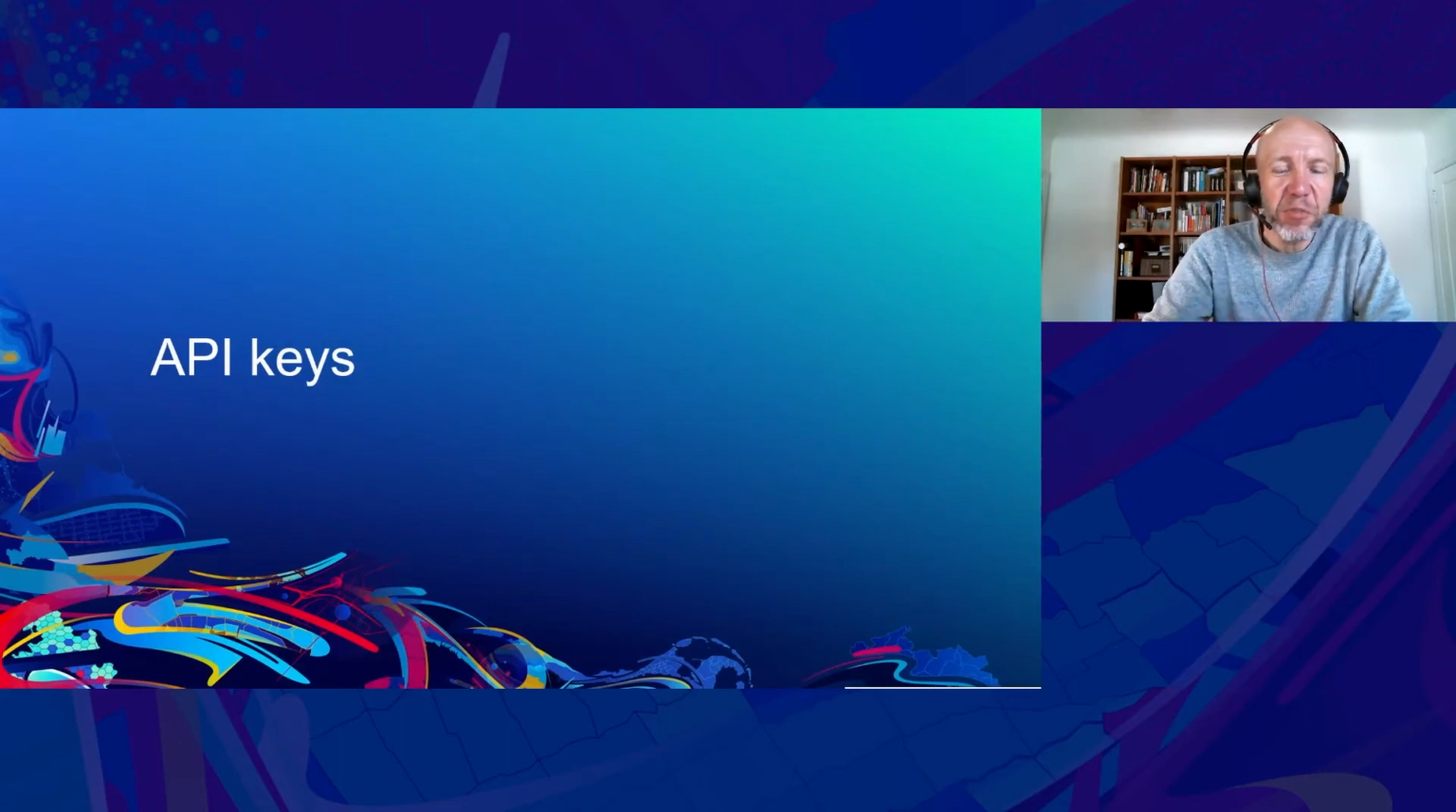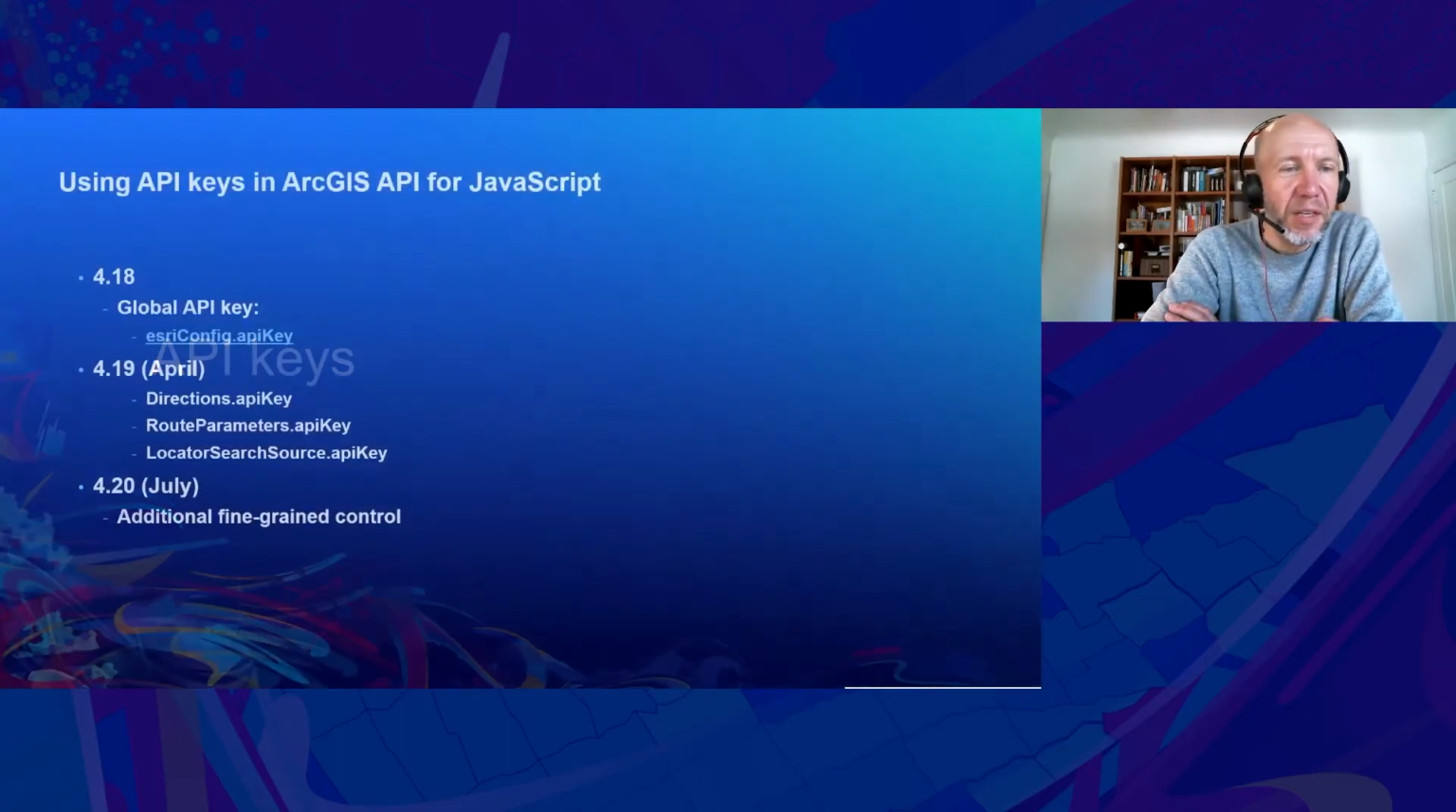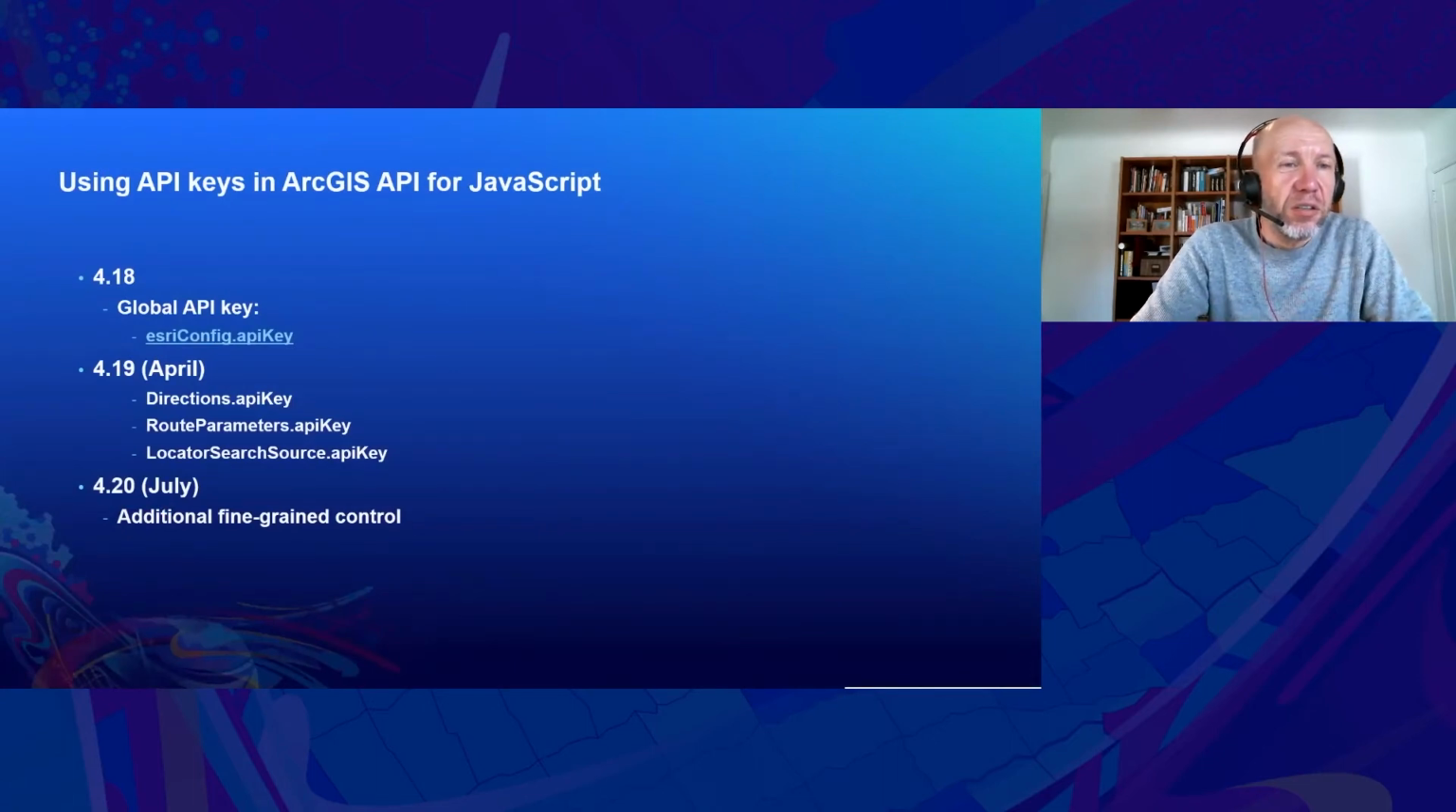I want to talk a little bit more about API keys. In the demos we've shown so far, we've been showing the global API key. This is the Esri config API key that we released in January as part of the 4.18 release. Now, in our release on April 22nd, we'll be releasing 3 more features, or more fine-grained control of this, that I will demo.